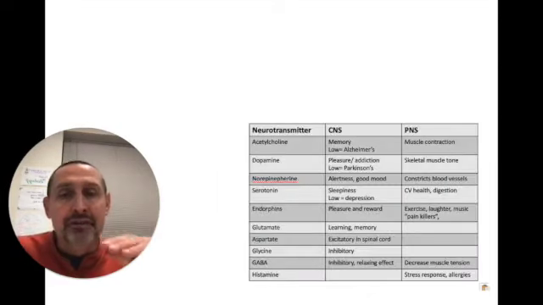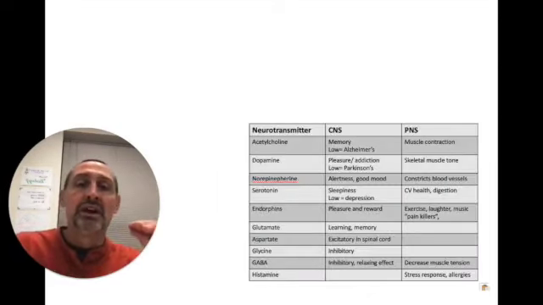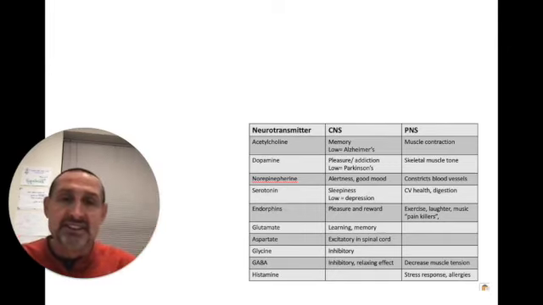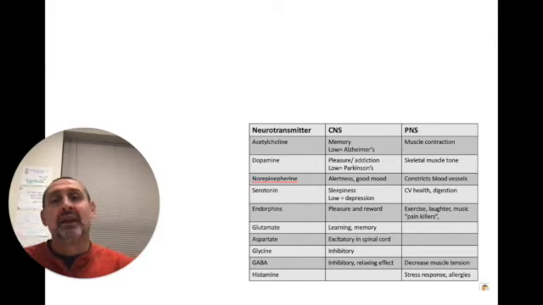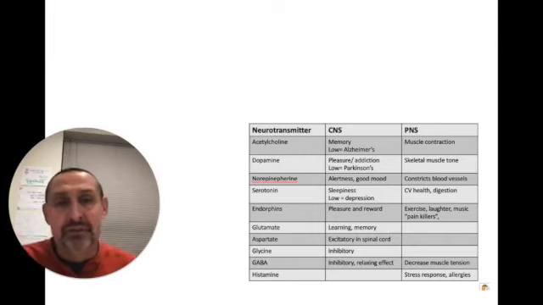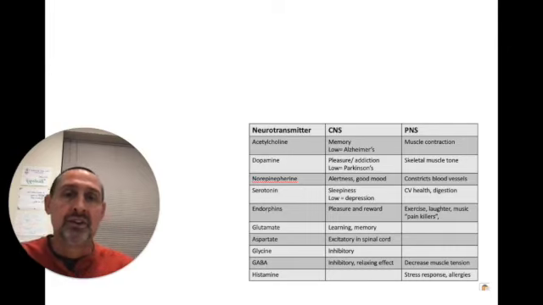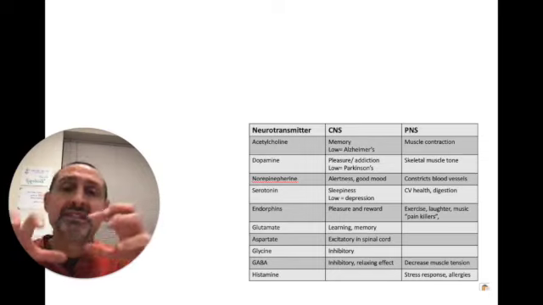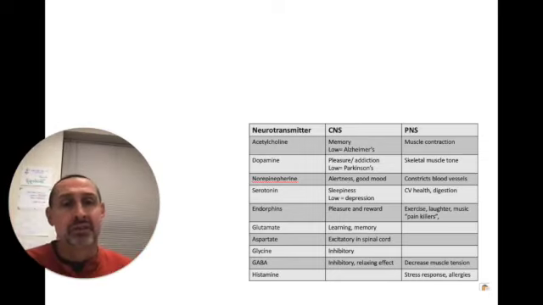Neurotransmitters have different effects depending on where they're located. If the neurotransmitter is in the central nervous system, it might have one effect and a slightly different effect if it's part of the peripheral nervous system. Look at acetylcholine. In the central nervous system it has a lot to do with memory and is associated with Alzheimer's. In the peripheral nervous system, it has to do with muscle contraction.